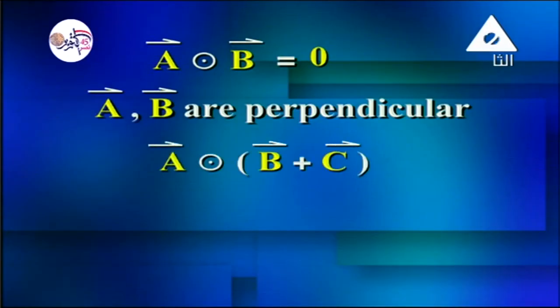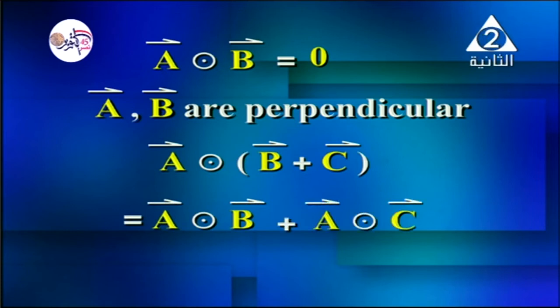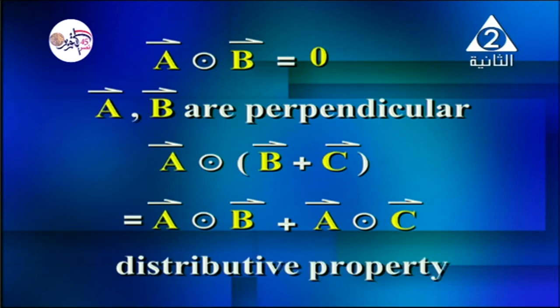My dear student, look at another property. Look at the distributive property of scalar product over addition. If we have A, B and C three vectors, then A dot bracket B plus C, we distribute: A dot B plus A dot C. We distribute the scalar product over the addition operation. A dot bracket B plus C means A dot B plus A dot C. Distributive property.